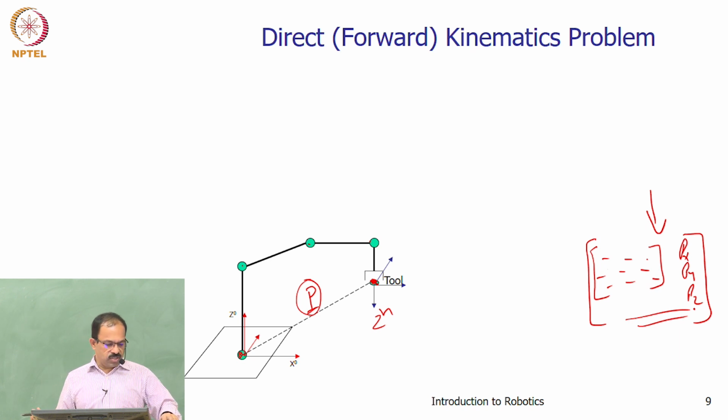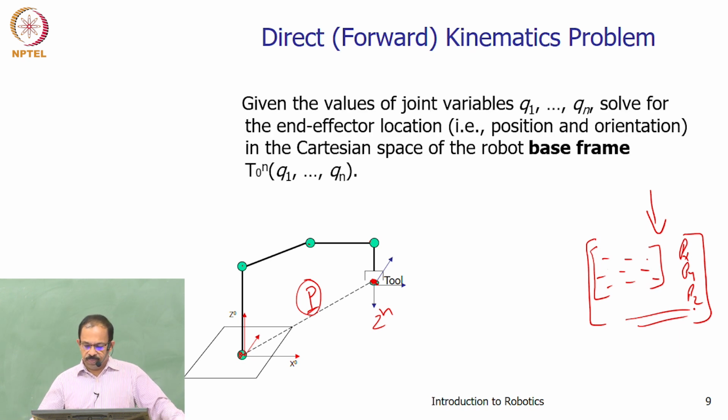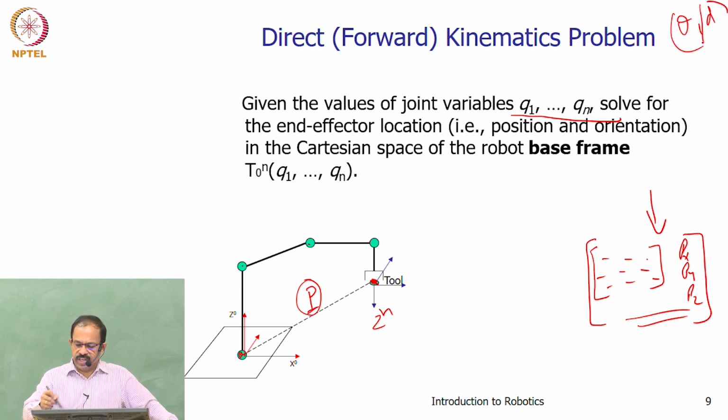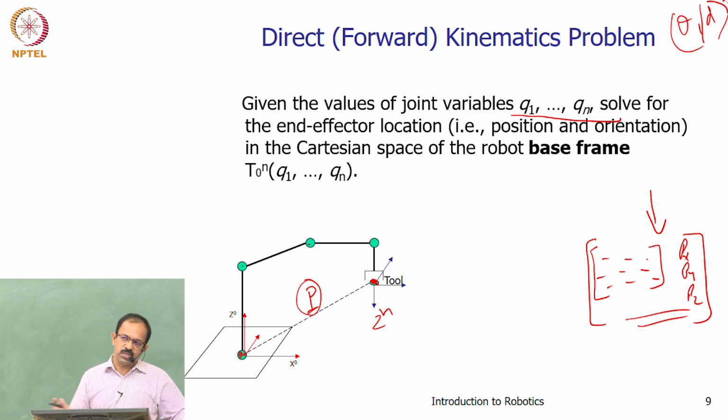So how do we get this? By looking at the joint variables q1 to qn. I define the joint variables as q in this case because it can be theta or d; any one of these can be a variable. So I generalize it as q1. We have n variables because an n degree of freedom robot has got n variables. Given the values of the joint variables, we get the end effector location, that is the position and orientation, in the Cartesian space of the robot base frame.